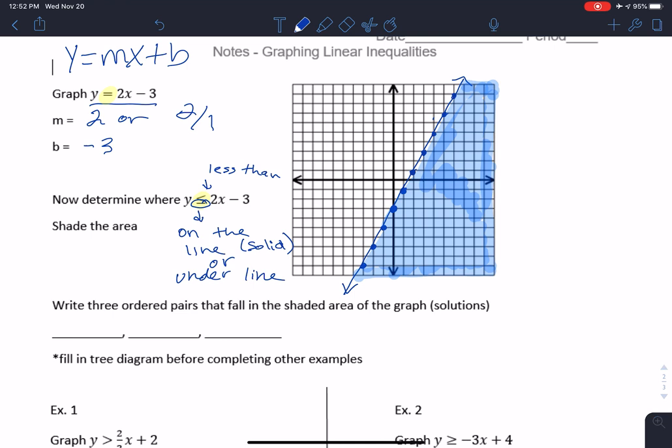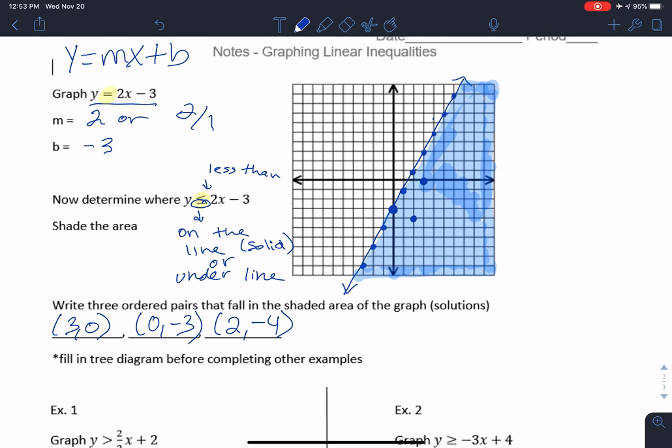So I'm just going to pick random points. I'm going to pick this as a solution, and it's 3, 0. I'm going to pick a point on the line. I'm going to pick our y-intercept, and that's 0, -3. I'm going to pick one more point. Let's say this one right here. And this is 2, 1, 2, 3, -4. Okay, so these are all possible solutions. I could have picked any other points that fell in the shaded area or on the line. These are just 3 random ones that I picked.